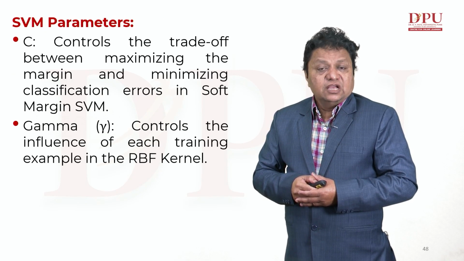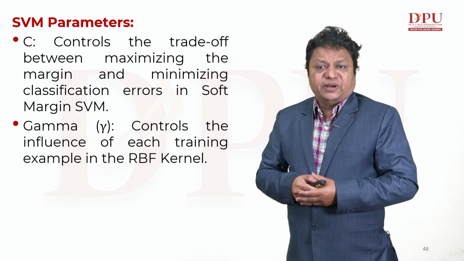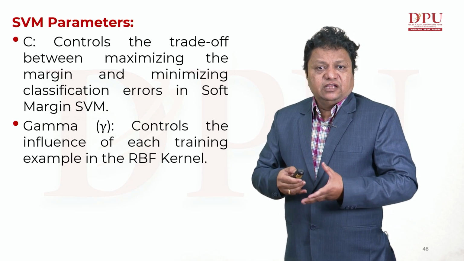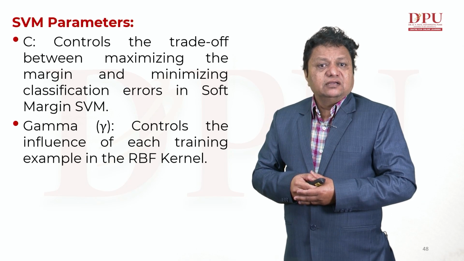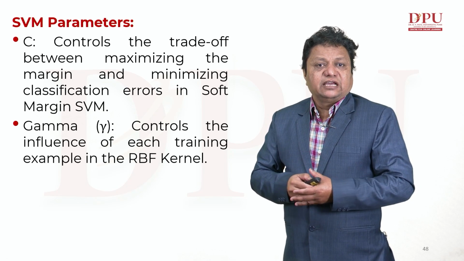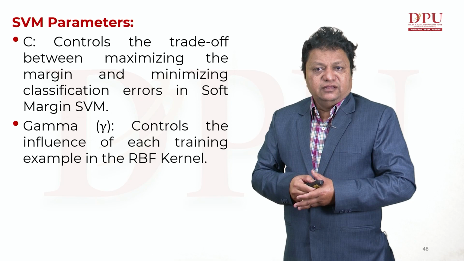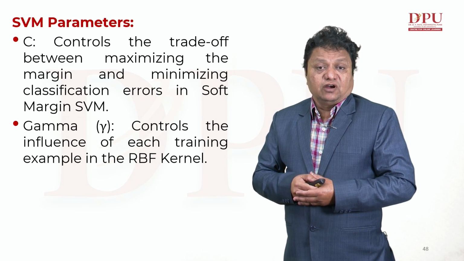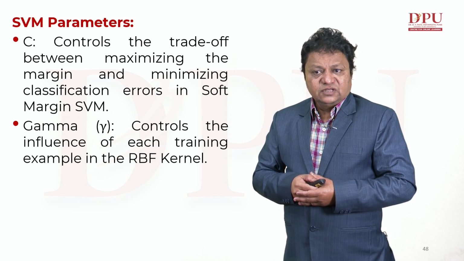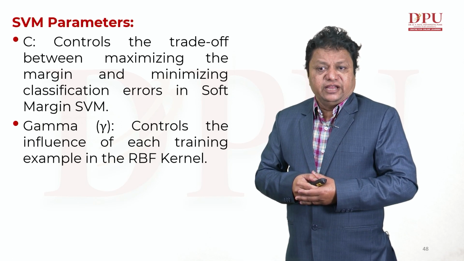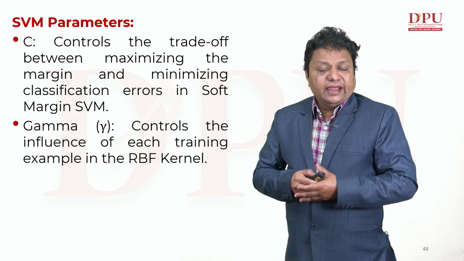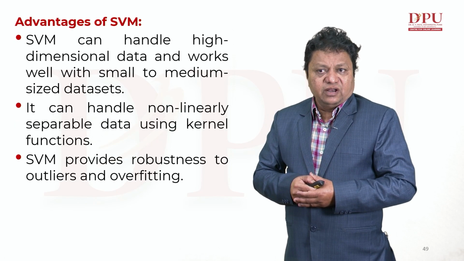Now, let us understand the SVM parameters. C controls the trade-off between maximizing the margin and minimizing the classification errors in the soft margin SVM. Gamma controls the influence of each training example in the RBF kernel.